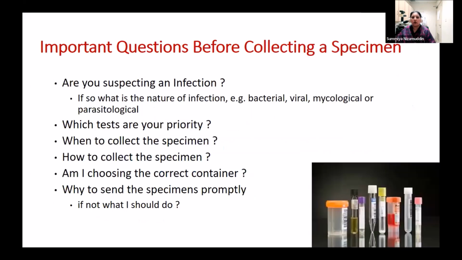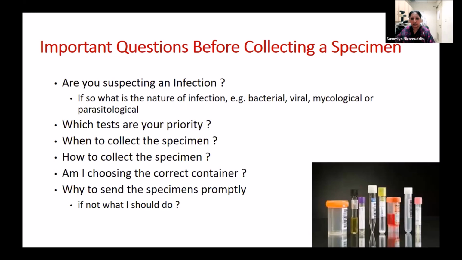Moving on. So, important questions before collecting a specimen. Are you suspecting an infection? That's the first question. And if you are suspecting an infection, what is the nature of infection that you're suspecting, whether it's bacterial, viral, fungal, or parasitological? And what tests are your priority? What tests do you want to get results on right now?